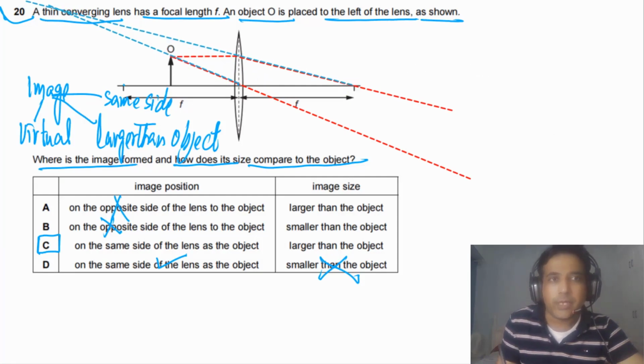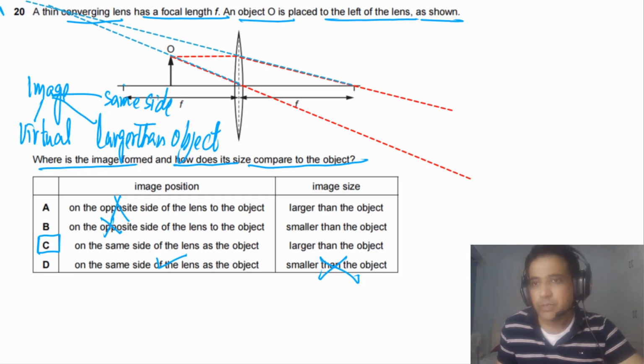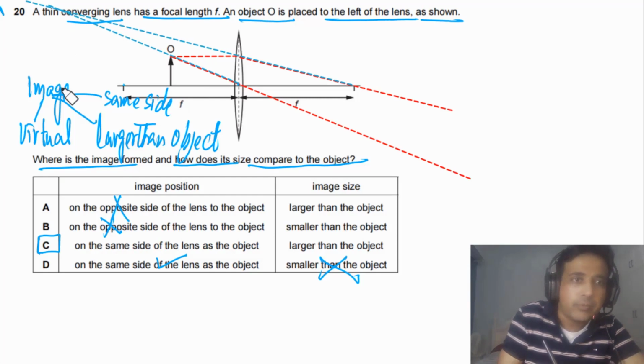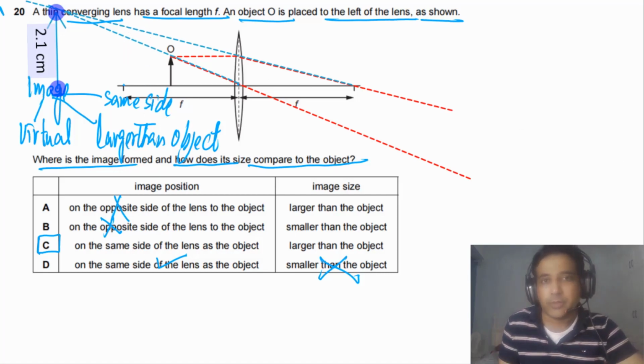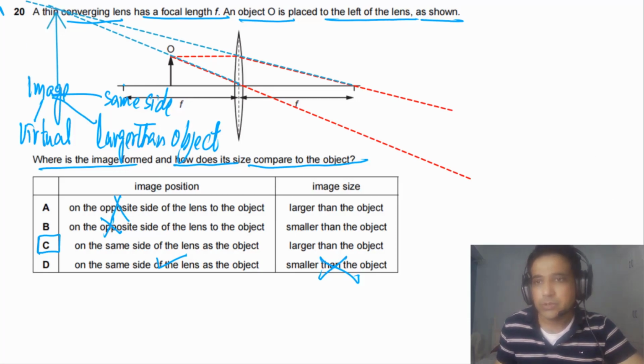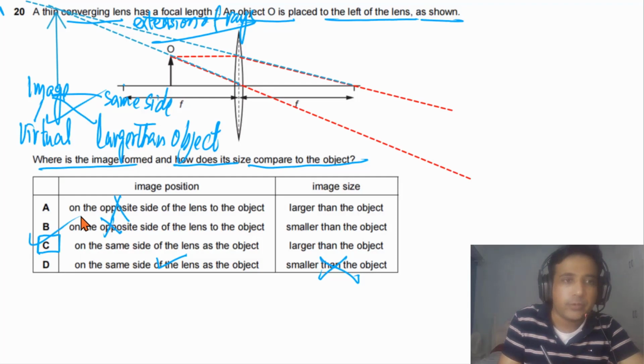Now if you look, the image will form at this point. You can draw the arrow for that. The image in this case will form at this point, and this image is larger, and this image is virtual because it is formed by extension of the rays. Extension means actual light is not here, so this is formed due to extension of rays. So this image is virtual. So the answer for this question is C.